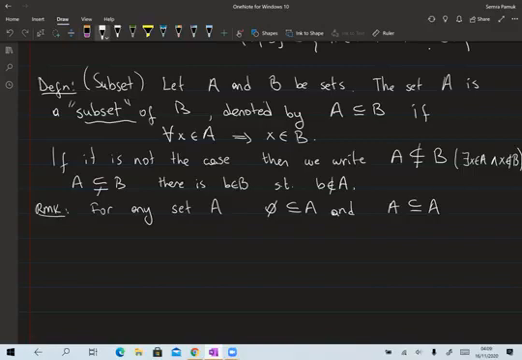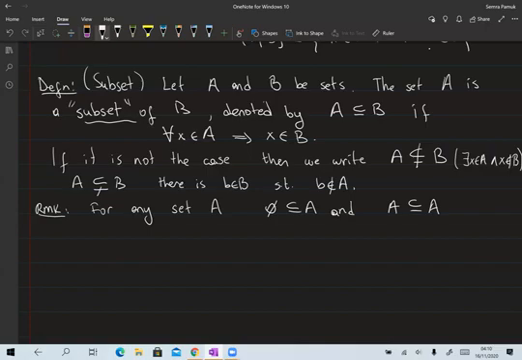The idea is to take an element, because the definition is: for every x in A, x is also in B, right? So what are we going to do? Take any element from A, and depending on the defining properties of B, we will show that it's an element in B, in the case that it's a subset. If not, we should come up with an element of A which is not in B, right?